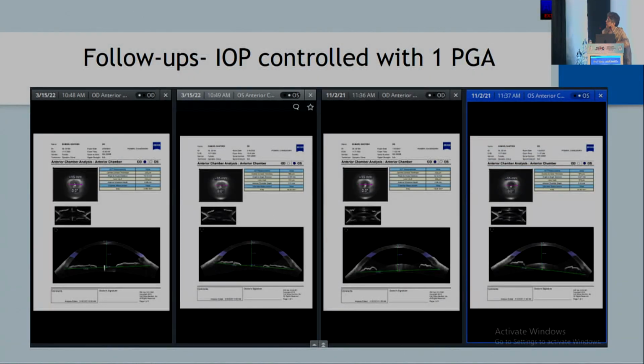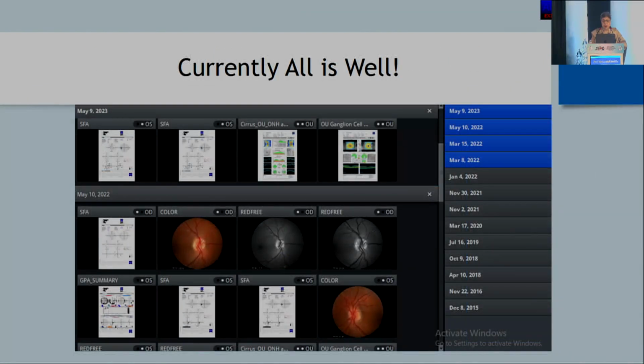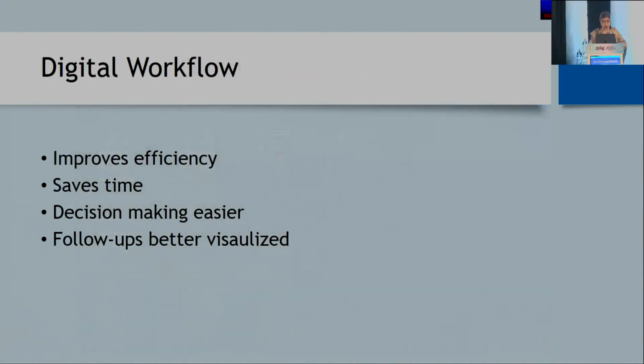And once a cataract surgery is done, you realize that the angles have opened up and the pressures come down to normal. So you can open up the pre and you can see the post and you realize, okay, so this was the problem. So it helps decision making. Currently all is well. Fields are still fine, pressures are under control, discs are okay, and hopefully she'll remain okay for a couple of years too.